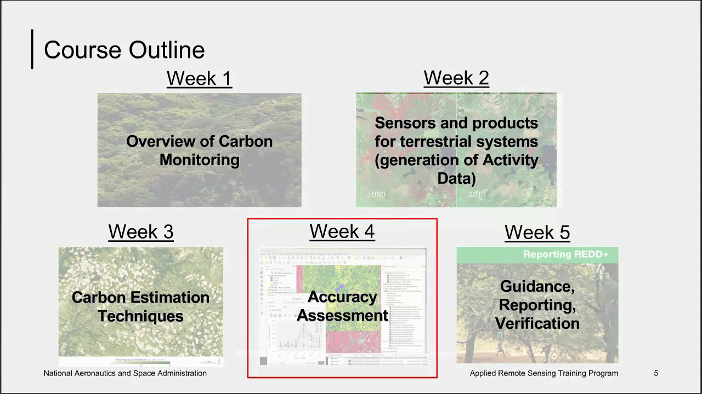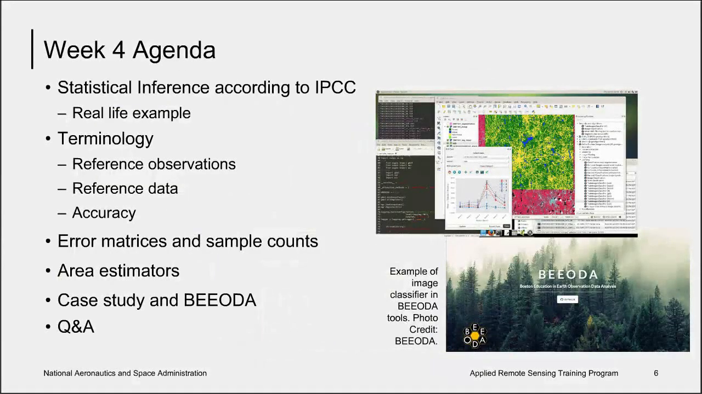Here's an overview of the course agenda. This week we will be discussing accuracy assessment. So for this week, we will discuss statistical inference and how it's defined according to the IPCC. We will review some terminology such as reference observation, reference data, and accuracy. We will discuss and provide an example of error matrix sample counts and errors of omission and commission. We will discuss error estimators such as bias-adjusted and stratified or post-stratified estimators. We will provide some information about the BIOTA tool that was developed at Boston University, and if there's time, we'll have some questions and answers at the end, and you can type in your questions into the chat, and we will try to get to them.